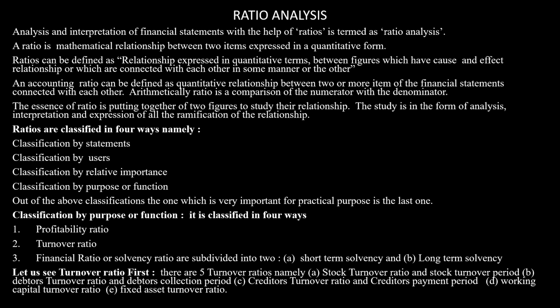One is stock turnover ratio. The second is debtors turnover ratio. The third is creditors turnover ratio. The fourth is working capital turnover ratio. The fifth is fixed asset turnover ratio. There are 5 ratios in the turnover ratio. The formulas and details will be given in the next class. Thank you.